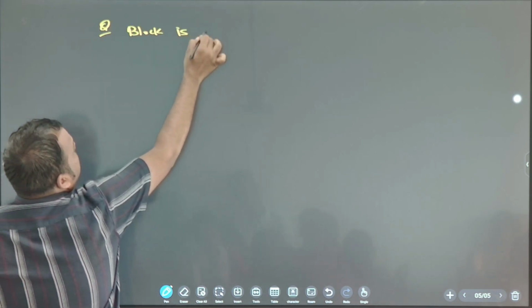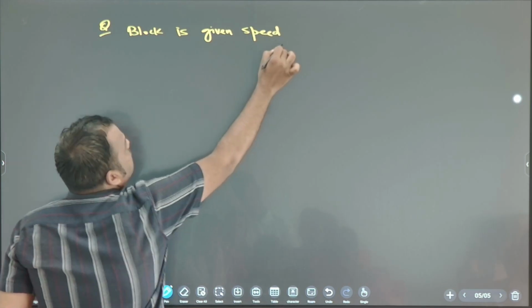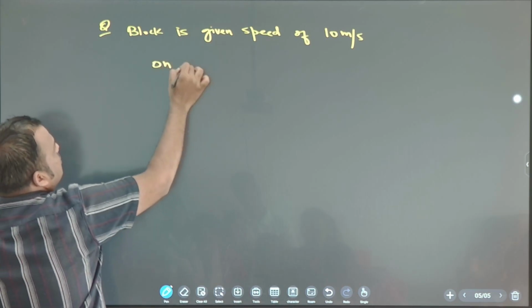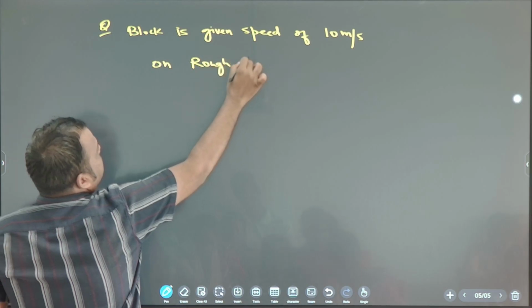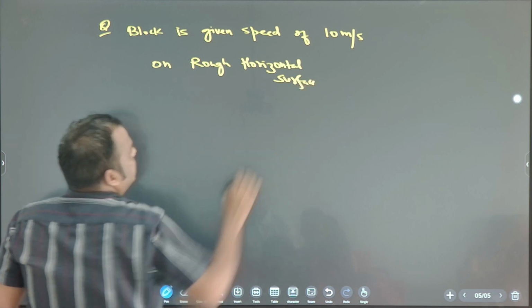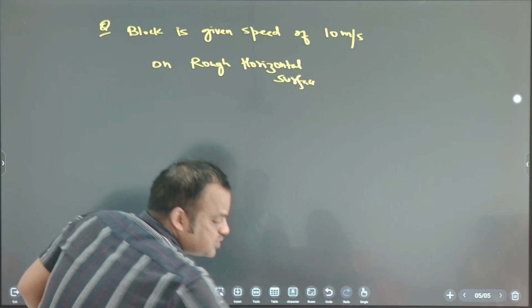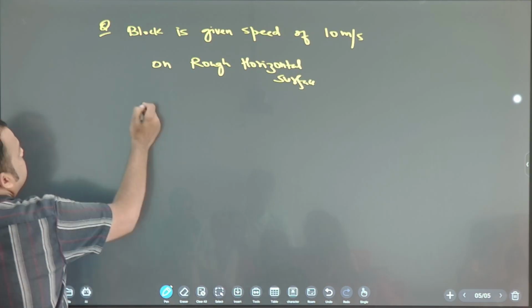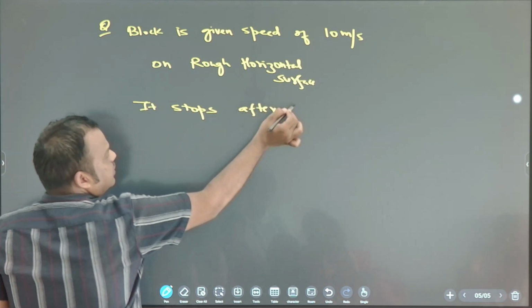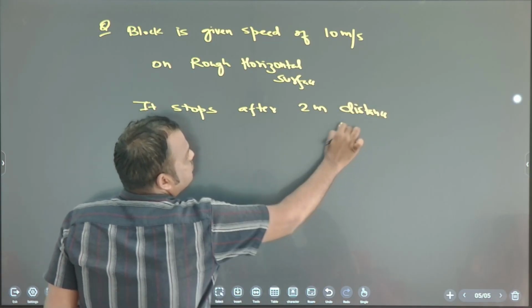A block is given a speed of 10 meter per second on a rough horizontal surface. Okay, like this. This is the block. What speed have I given? 10 meter per second. But finally it is stopped, correct? So it stops after 2 meter distance. Now calculate mu.